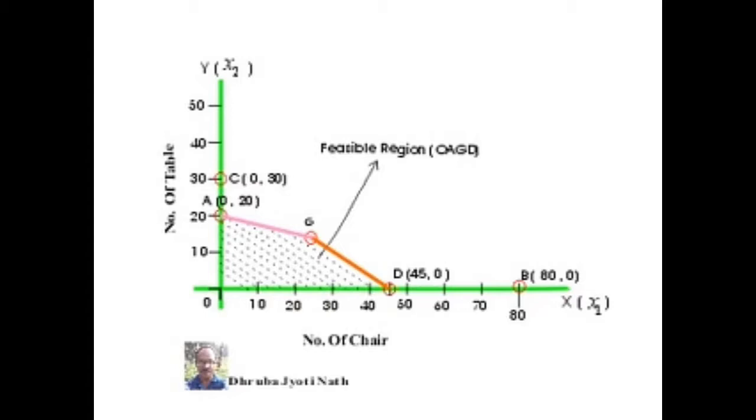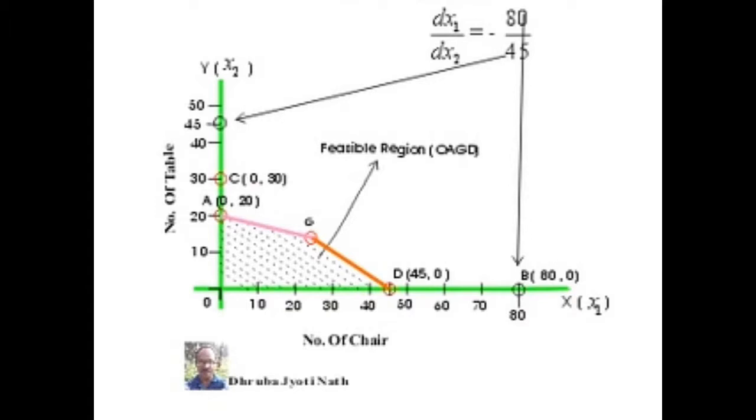Now, to find out the optimum solution, that is the combination of x1 and x2 which will maximize the objective function, is obtained by the tangent between the objective line and any point of the feasible region. Taking total differentiation of the objective function, we have dx1 by dx2 is equal to minus 80 by 45. We put 80 on OX axis and 45 on OY axis and connect both the points. We get the objective line.